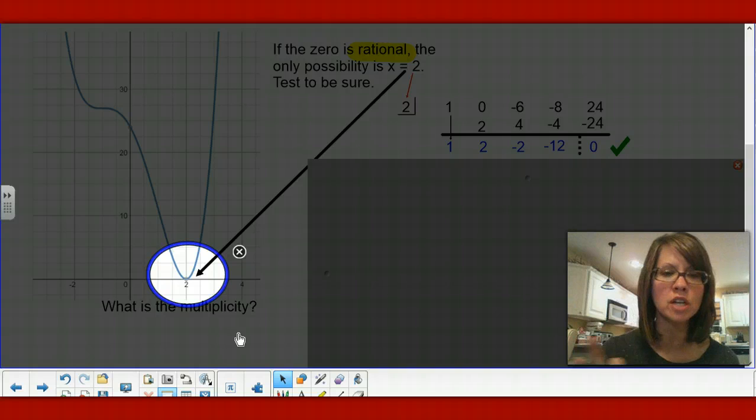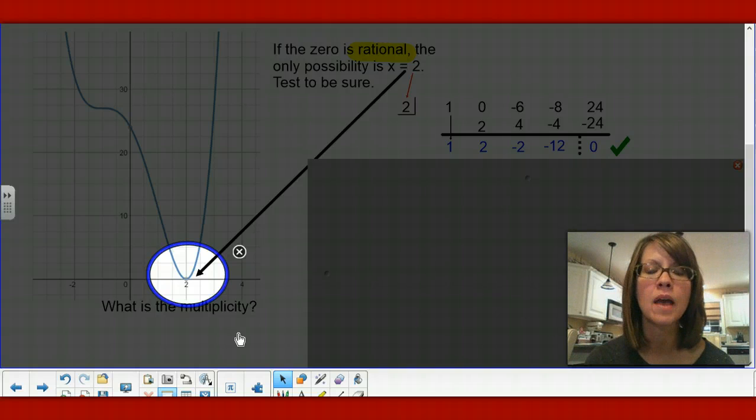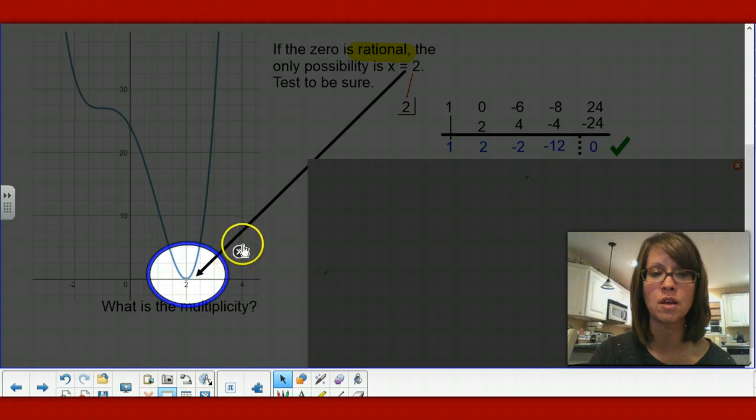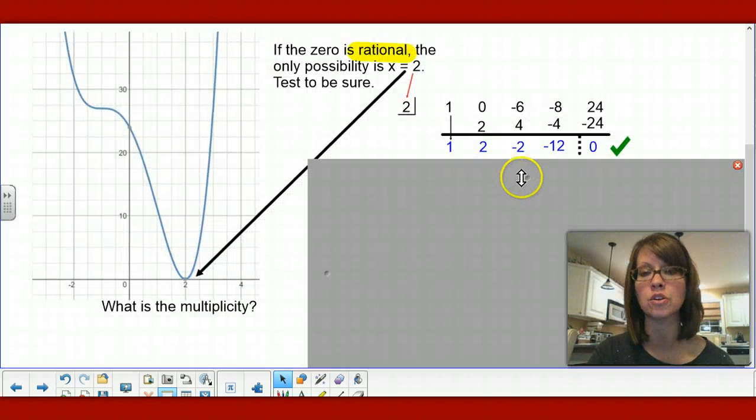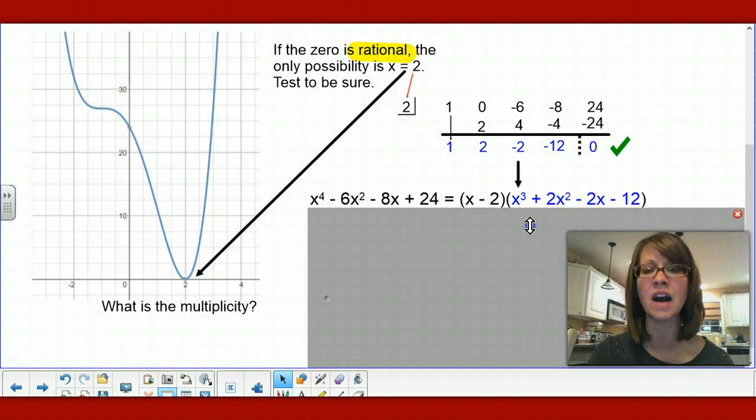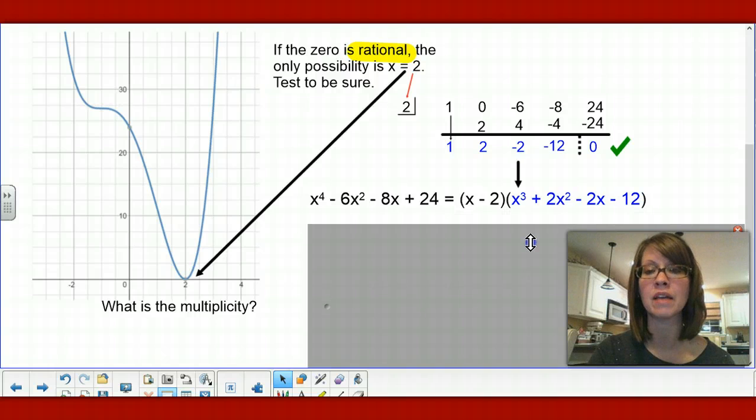You see how if you just focus on this point, you can see a little parabola? That tells you what you need to know about your multiplicity. The multiplicity is even. What that means is that 2 is at least a double root. Okay? So what we can actually do is divide by the 2 again. And I guess we're going to do that here in just a second.